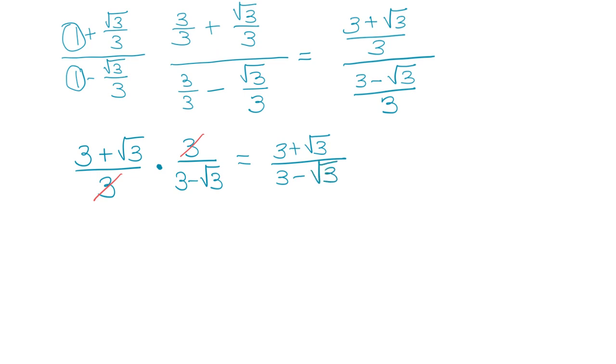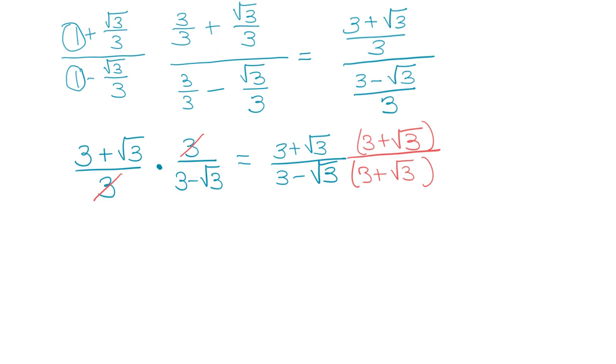Now, I cannot have a radical in the denominator, so I have to do what's called rationalizing the denominator. That means I need to multiply by its conjugate so that my radical goes away. So I'm going to multiply the top and the bottom times 3 plus the square root of 3. What I do to the bottom, I have to do to the top. You should already be familiar with multiplying times a conjugate.